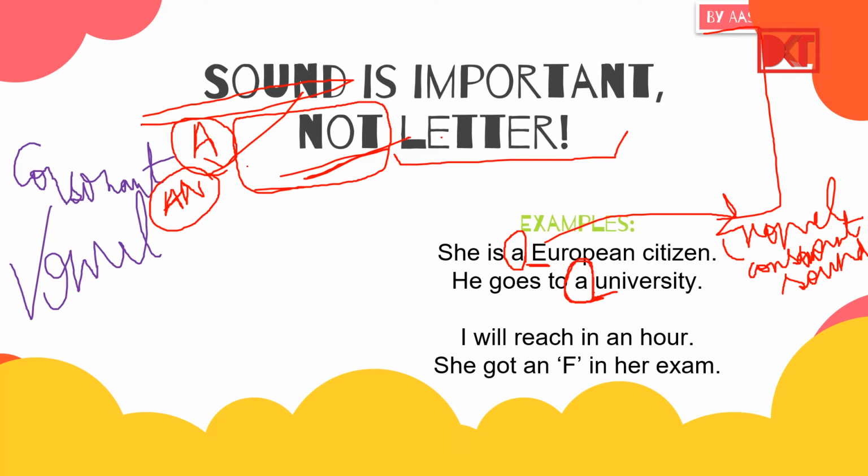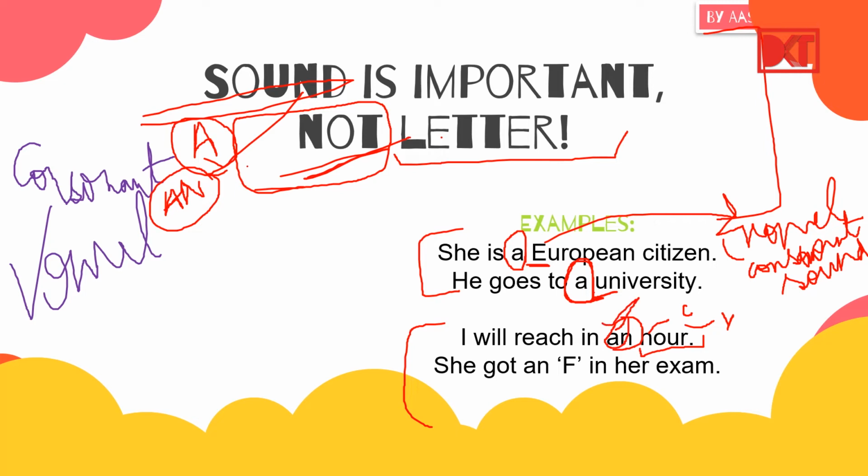Then next set of examples. You see, I will reach in an hour. Here, R. R जो है, this is starting with the consonant, but जो sound है, वो vowel की है. And R is starting with the vowel sound, so we will be using the article an.